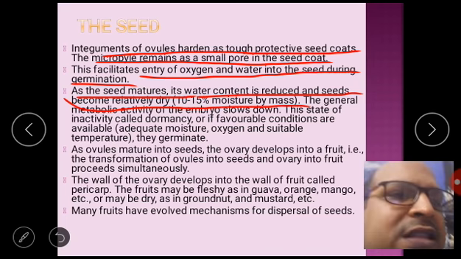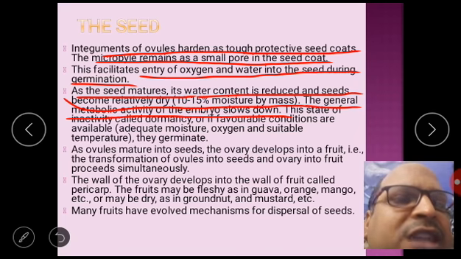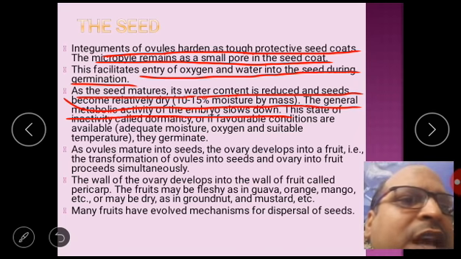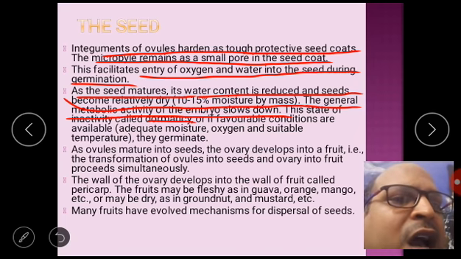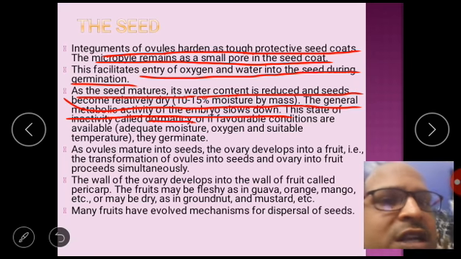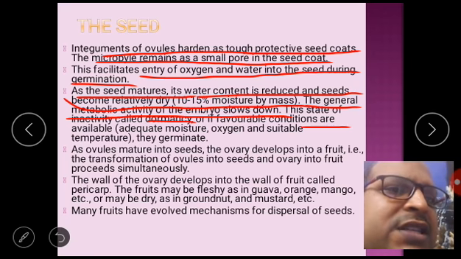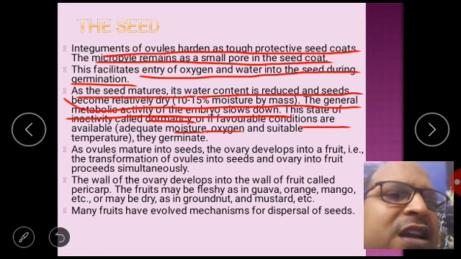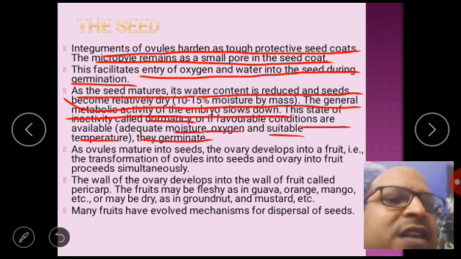The general metabolic activity of the embryo slows down. This state of inactivity is known as dormancy. Either the seed undergoes dormancy, that means it will be metabolically less active, or if favorable conditions are present, that means adequate moisture, oxygen and suitable temperature, then the seed germinates.